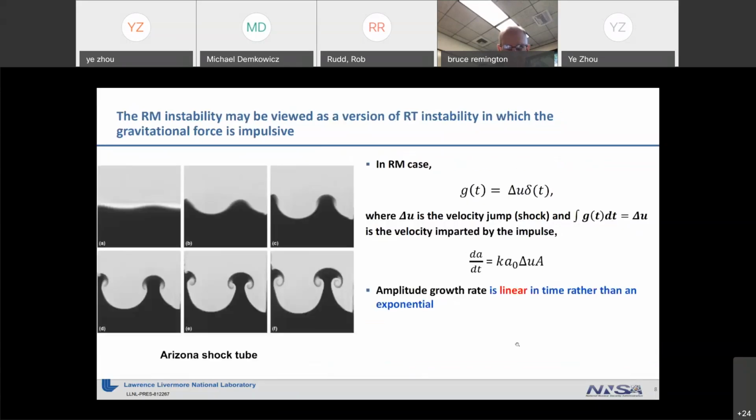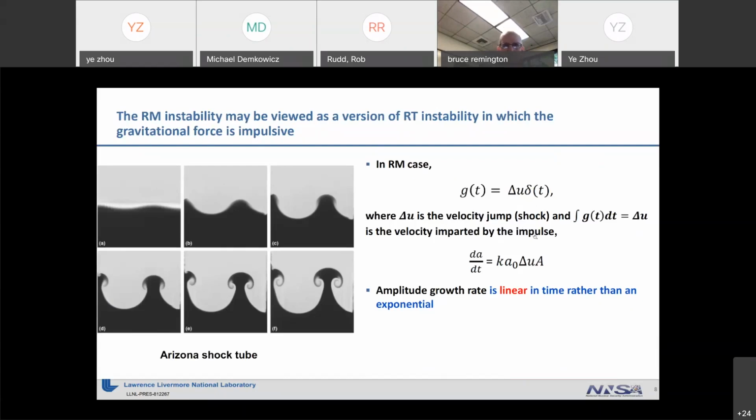Okay, so let's see how we can treat the Richtmyer-Meshkov instability. As I already mentioned, it can be viewed as an RT instability, but with an impulsive gravitational force. So in this case, we can just easily replace the gravity by the product of the velocity jump times a delta function over time, because that's impulsive. And delta U is the velocity jump across the interface, obviously caused by the shock wave.